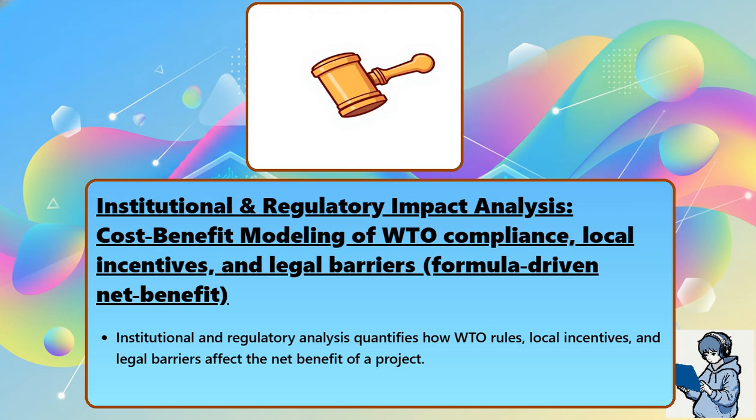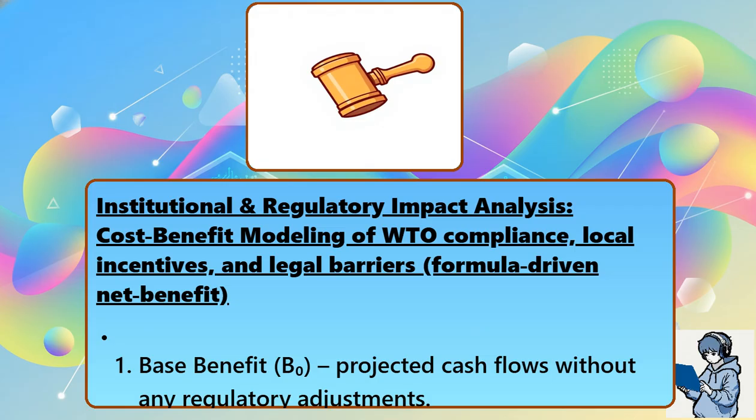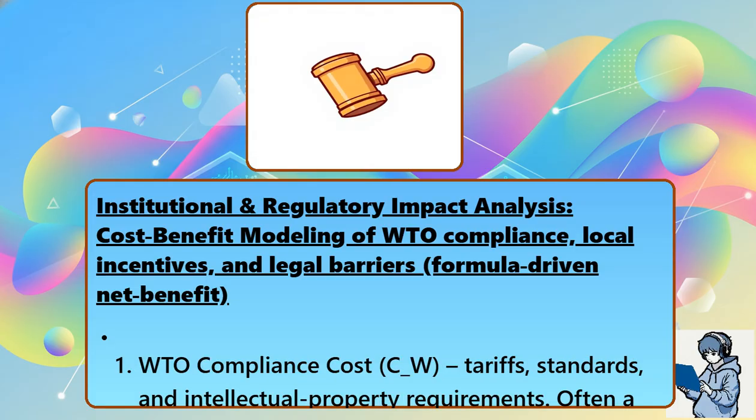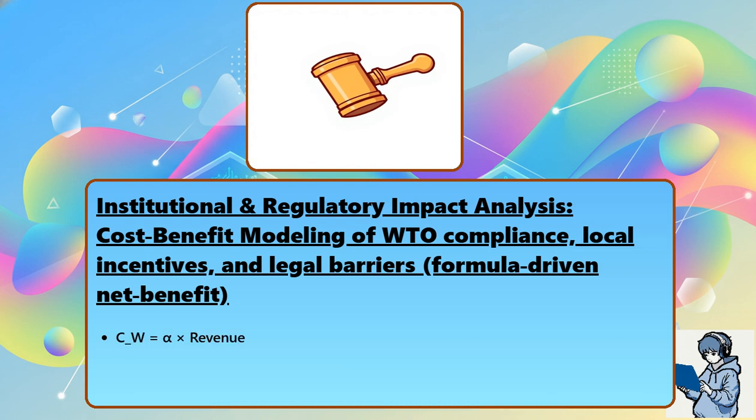Institutional and regulatory analysis quantifies how WTO rules, local incentives, and legal barriers affect the net benefit of a project. Step-by-step cost-benefit model. 1. Base benefit B0: projected cash flows without any regulatory adjustments. 2. WTO compliance cost, CW: tariffs, standards, and intellectual property requirements, often a percentage of revenue. CW equals alpha times revenue.